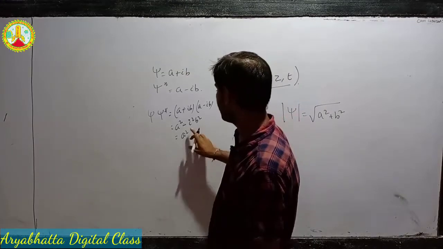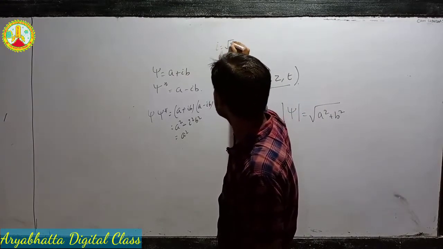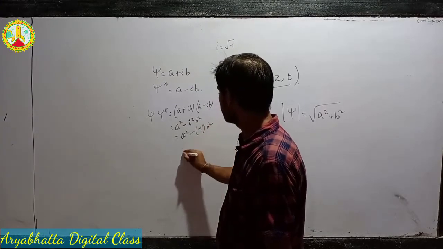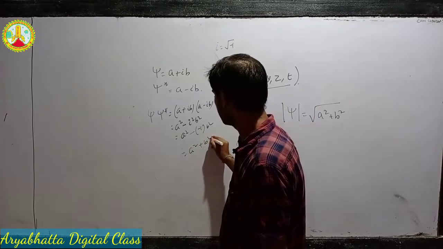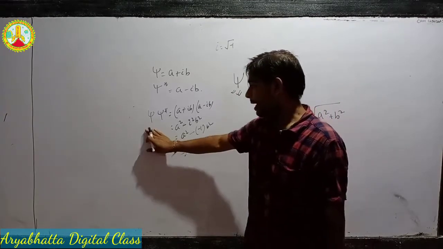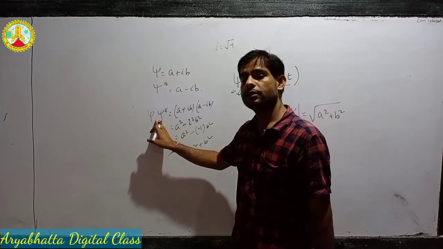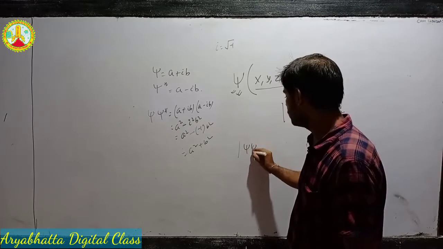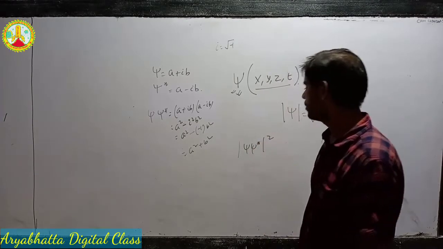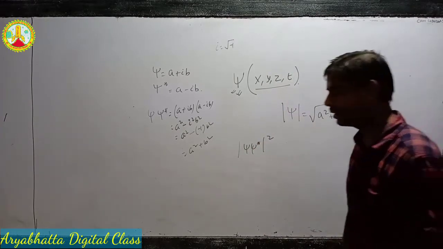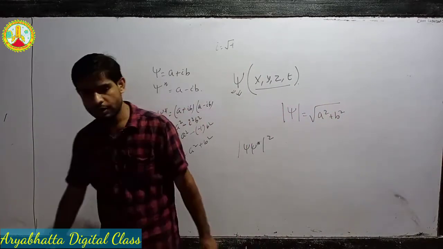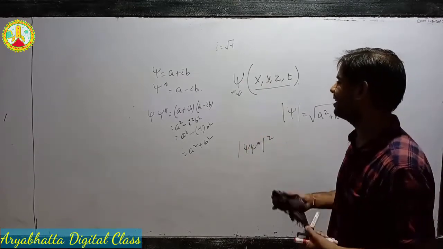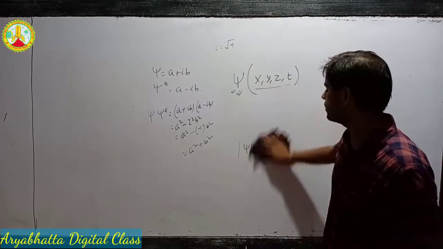I told you that i is root under minus 1, so i square is minus 1. So you get a square plus b square. Multiplying a complex number with its conjugate gives you a real number again. That's why we can do this operation also. So you can take the modulus, or you can take psi into psi star, and then psi has a real value and it has a significance.